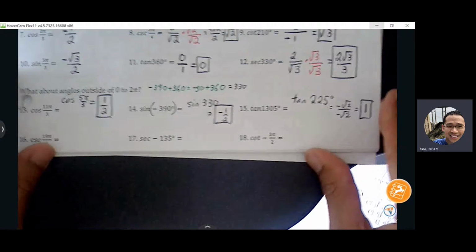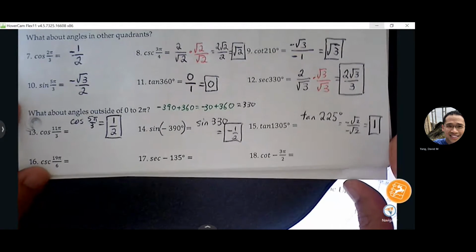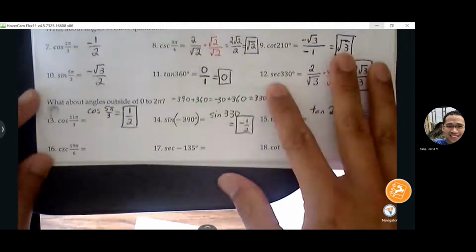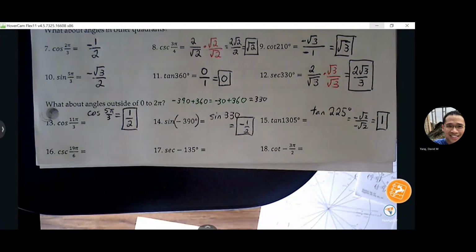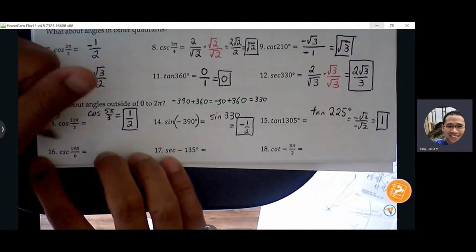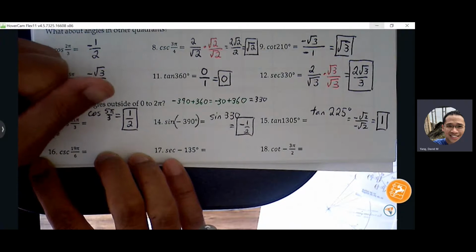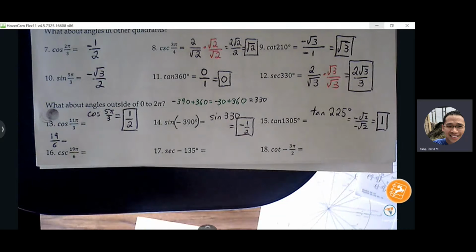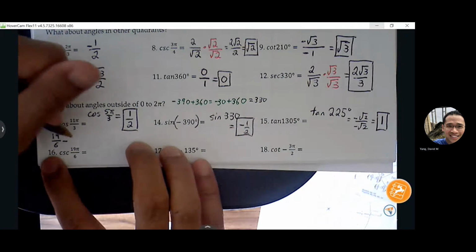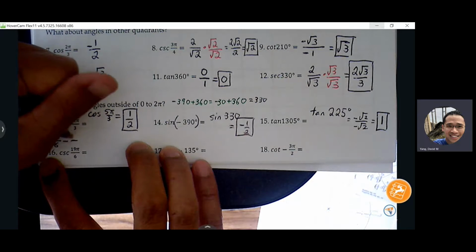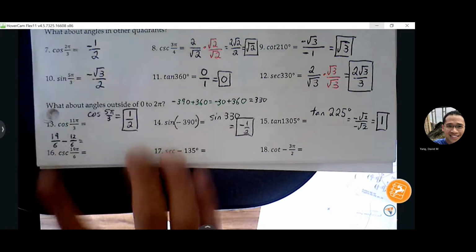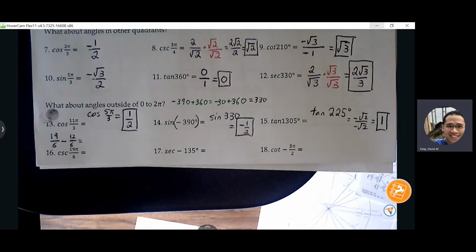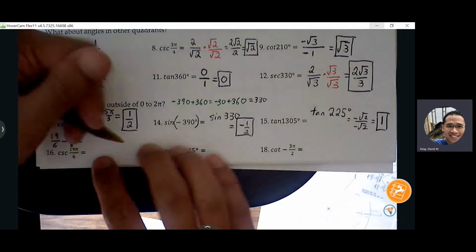All right, any questions so far? 13 through 15. Okay, 16. 19 pi over 6. That's clearly outside my interval, so I can subtract 2 pi. And if I subtract 2, what's my common denominator? That will be the same thing as 12 over 6. 19 over 6 minus 12 over 6 equals 7 over 6.